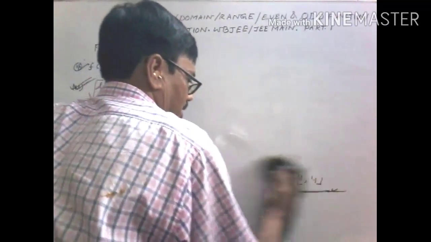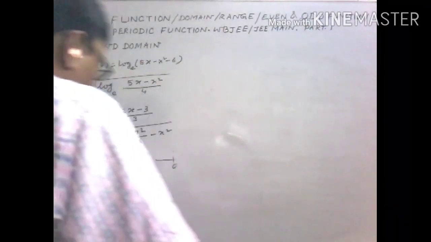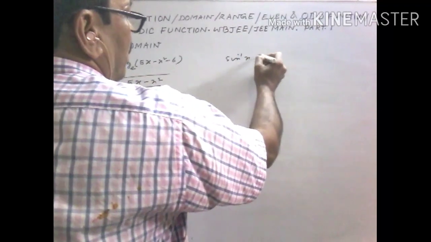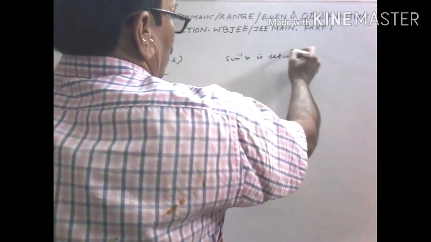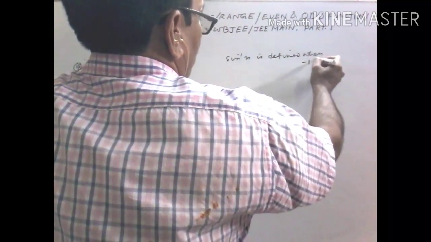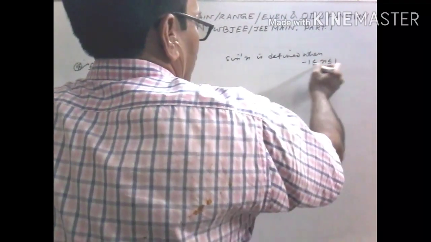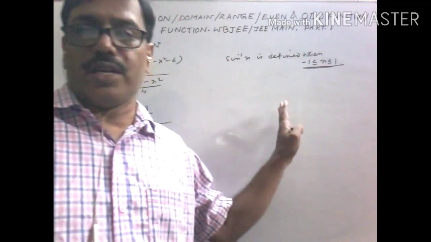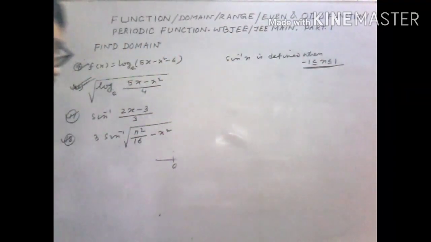So inverse circular function. So what is our working tool? Sine inverse x is defined when minus 1 is less than or equal to x, less than or equal to 1. In case of cos inverse, this is also minus 1 to plus 1.